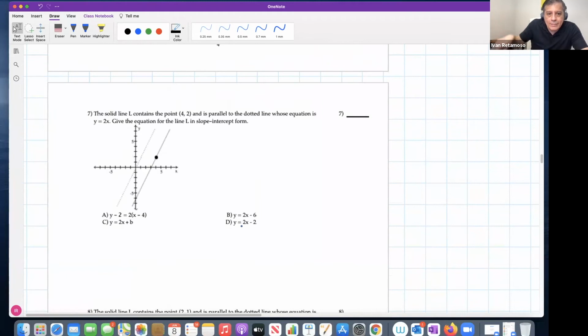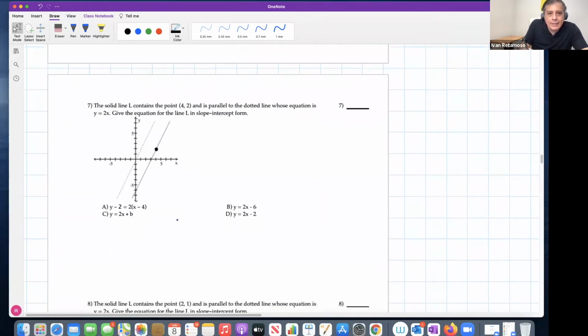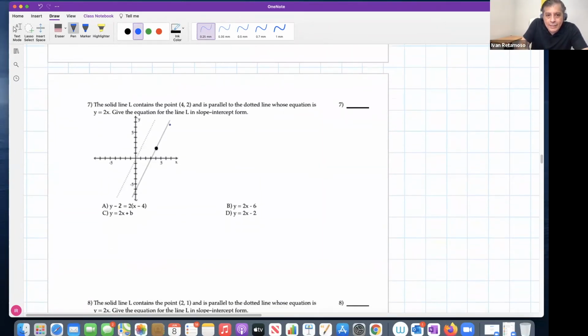So let's see, they say the solid line L contains the point 4,2, so this is 4,2. And it's parallel to the dotted line, whose equation is y equals 2x. Give the equation for the line L in slope intercept form.